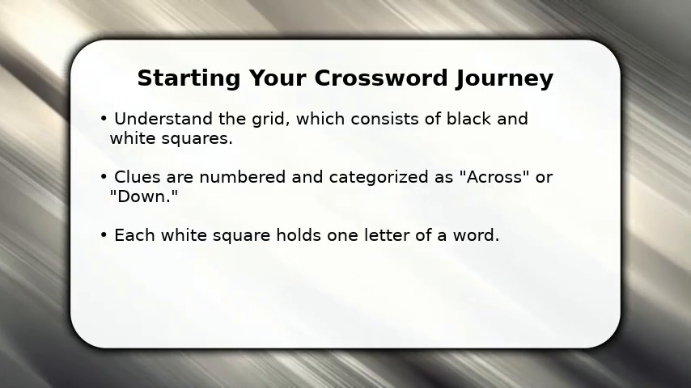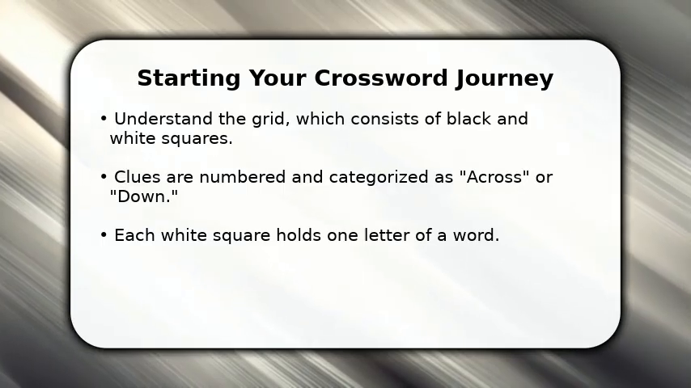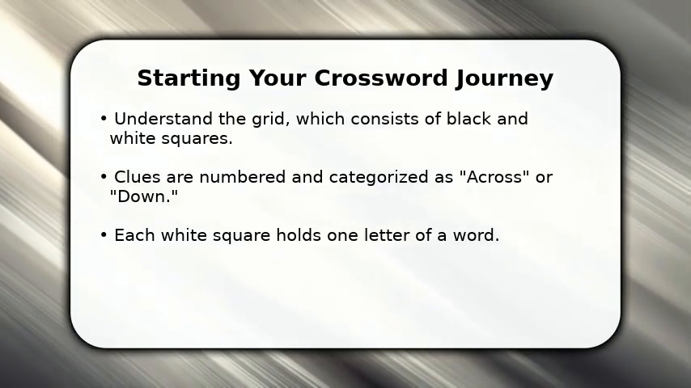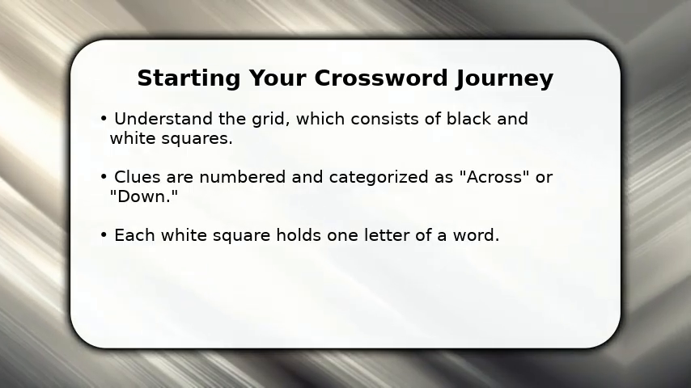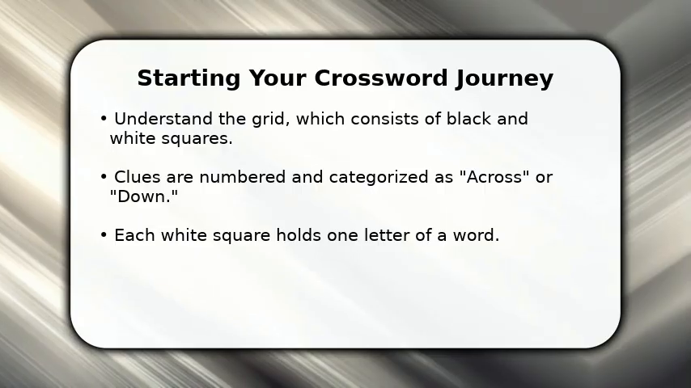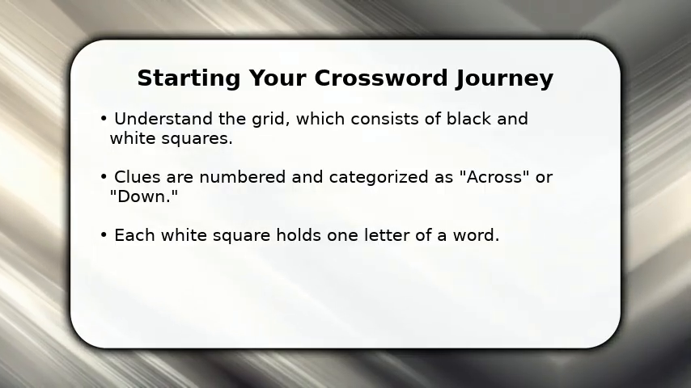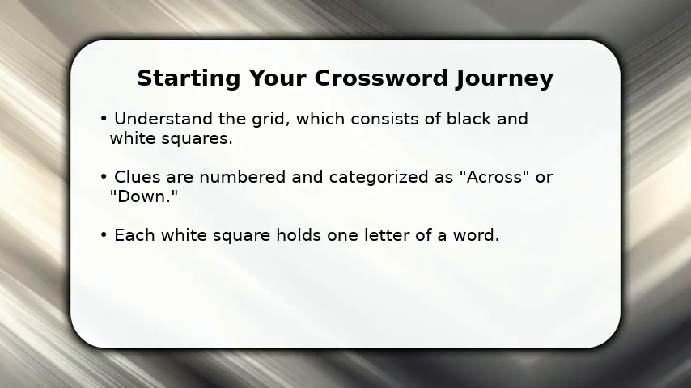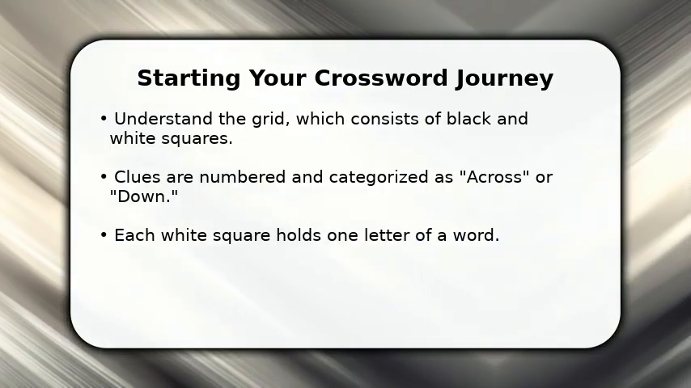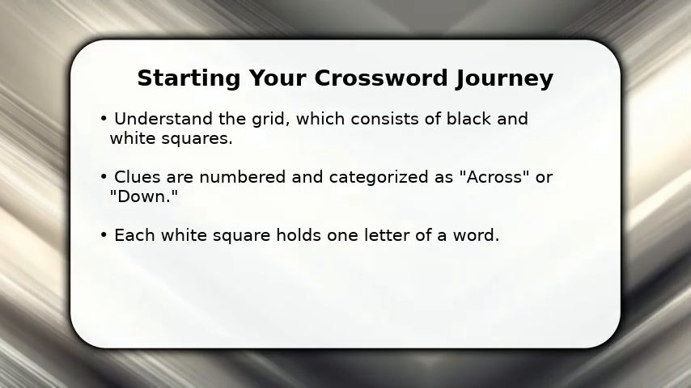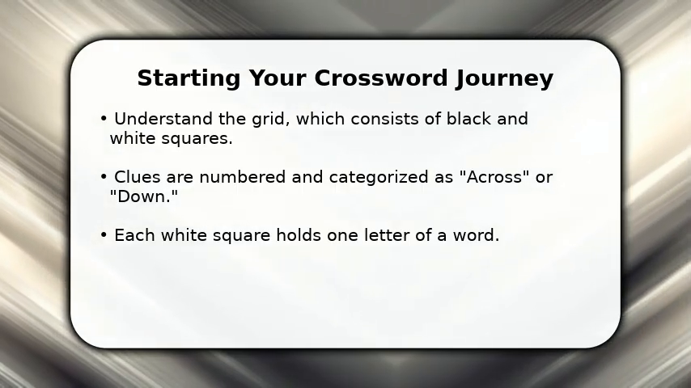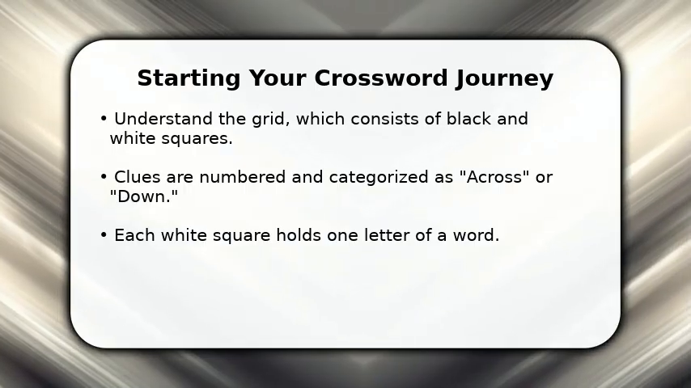In this video, I will explain how to play crossword puzzles. First, familiarize yourself with the grid, which is a pattern of black and white squares. The white squares are where you will write your letters. Clues are provided in two lists, across for horizontal words and down for vertical words. Each clue corresponds to a numbered set of white squares, indicating where your answer will fit. Remember, every single white square holds one letter of a word.